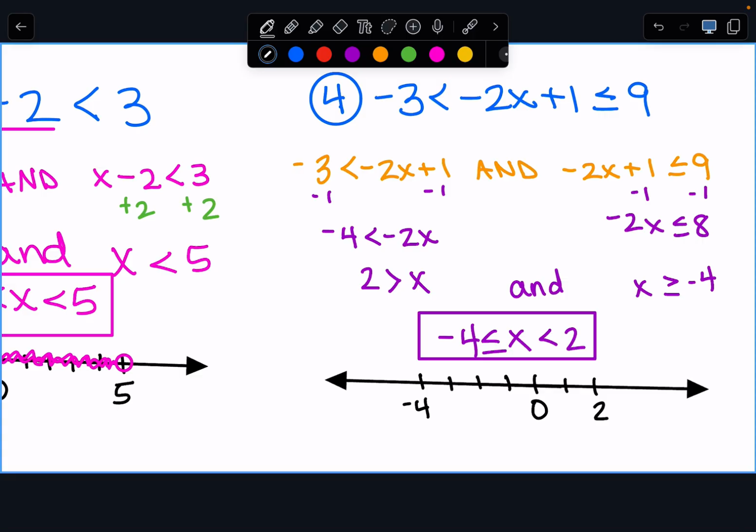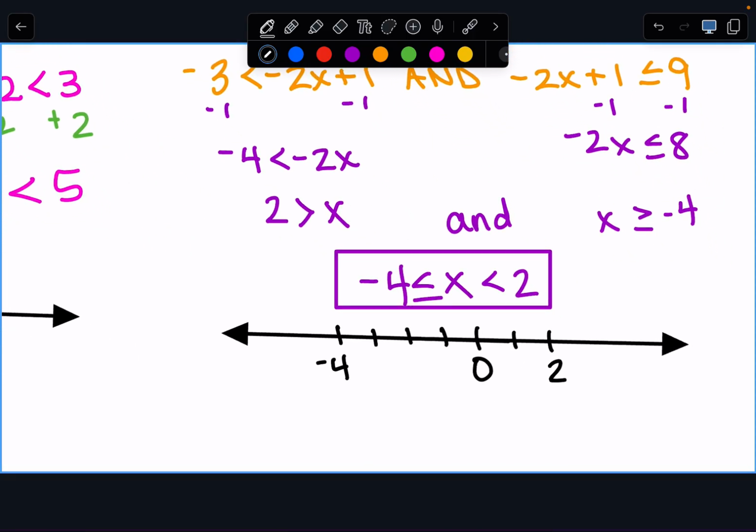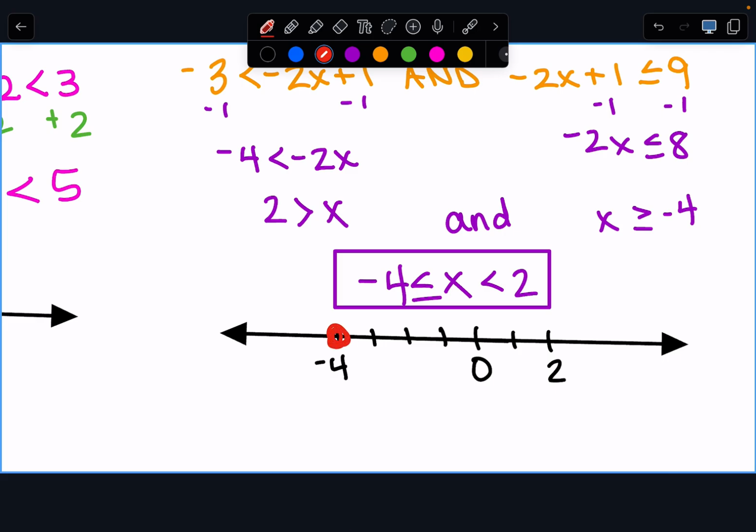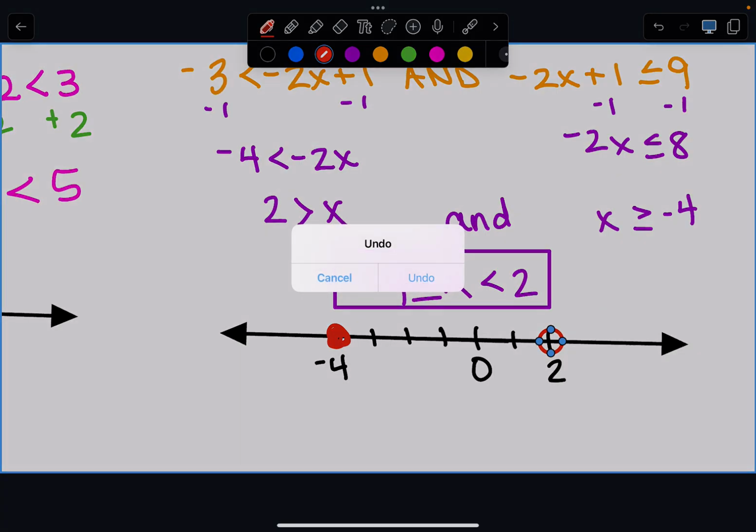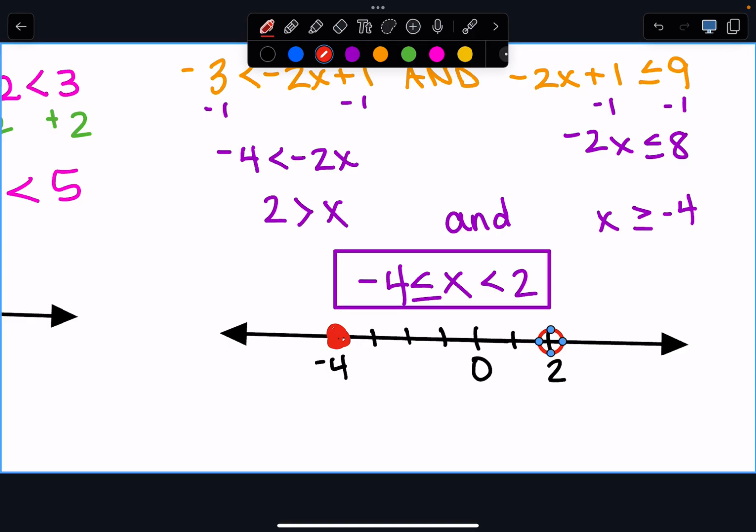Okay, so I have a question. If I put a closed circle at -4 and an open circle at 2, are the graphs going to shoot towards each other and overlap? They're gonna shoot towards each other. They're gonna overlap. So x is greater than or equal to -4 is this way. x is less than 2 is this way. So they're gonna shoot at each other.